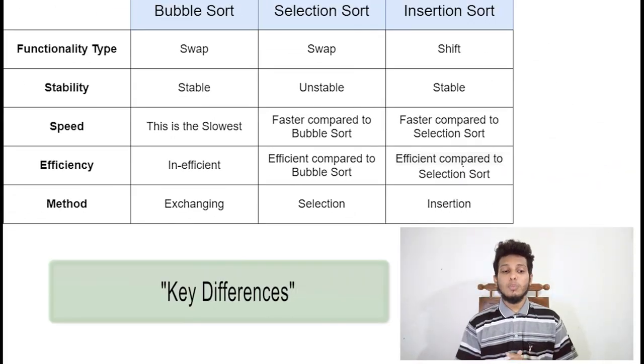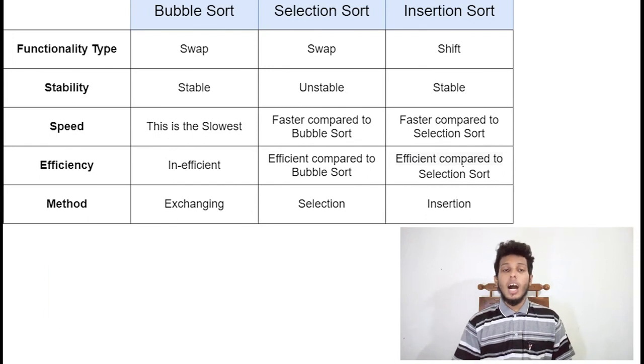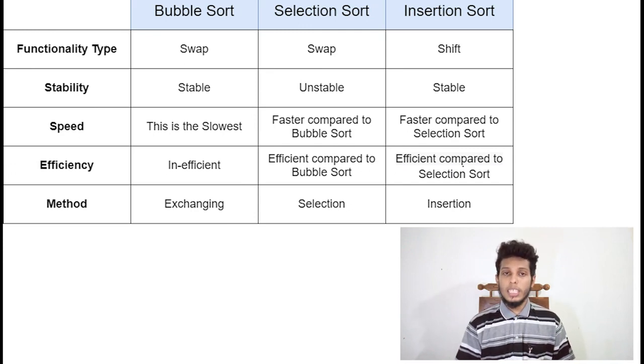By analyzing these things, we can conclude about the three sorting algorithms. The key differences between the three algorithms are functional type, stability, speed, efficiency and method. The functional type of both bubble sort and selection sort is swap. The functional type in insertion sort is shift. When considering stability, we can confirm that both bubble sort and insertion sort are stable, while selection sort is unstable.